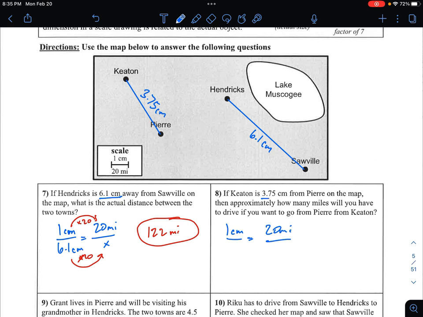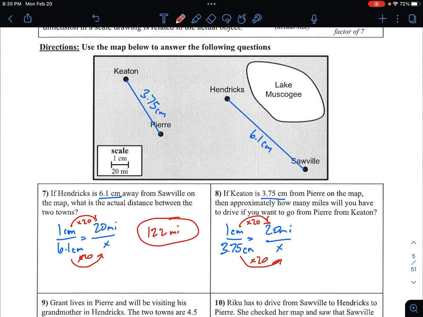And then we have 3.75 miles right here. Sorry, 3.75 centimeters right there equals how many miles? How do I go from 3.75 to x? How do I go from 1 to 20? It's times 20. So again, you are just going to times 20.